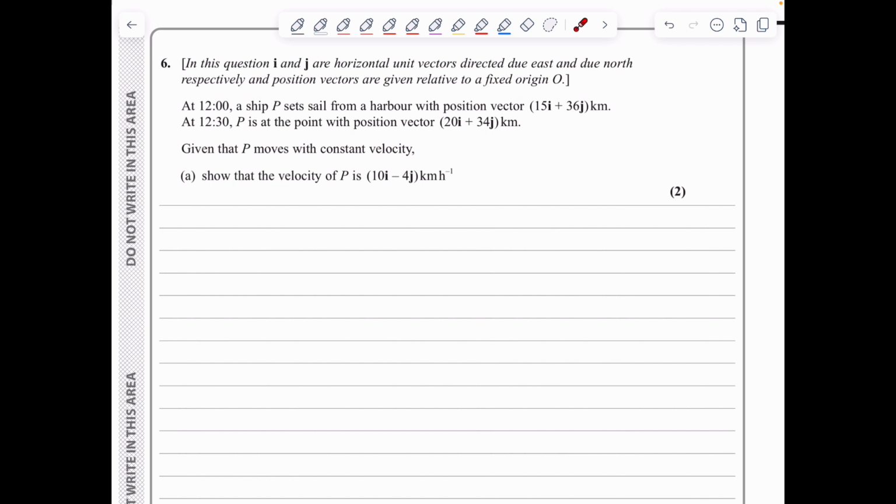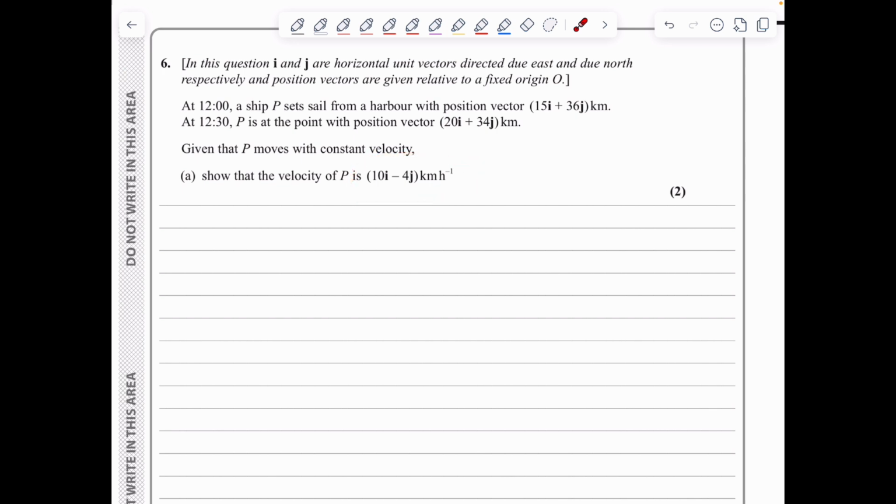In question 6, we are told that the ship P sets sail at 1200 hours from a harbor with position vector 15i plus 36j. Half an hour later, it's at 20i plus 34j. It's moving with constant velocity, and we need to show that the velocity is 10i minus 4j kilometers per hour.